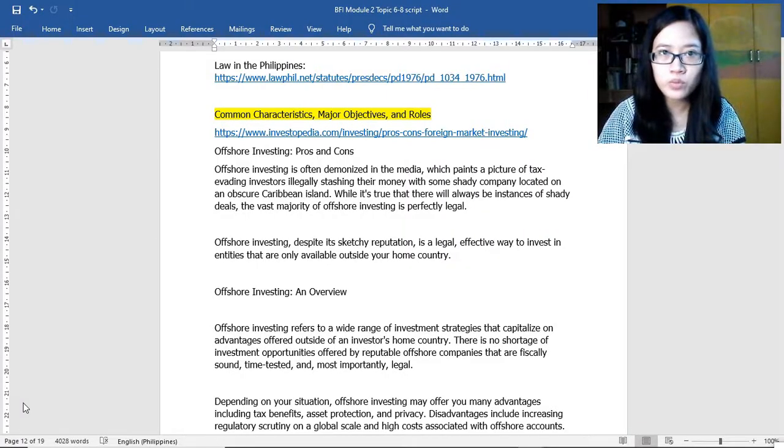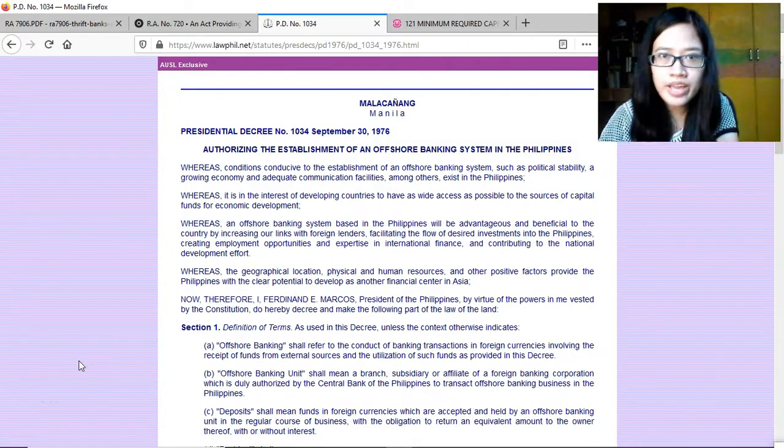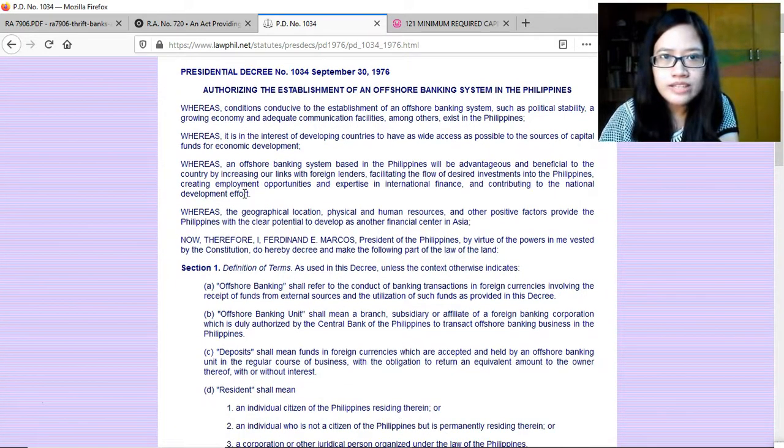Okay, so let's begin with the law in the Philippines regulating the operations of offshore banks. So we have here Presidential Decree number 1034 in 1976, authorizing the establishment of an offshore banking system in the Philippines. Okay, so let's read the statements here.